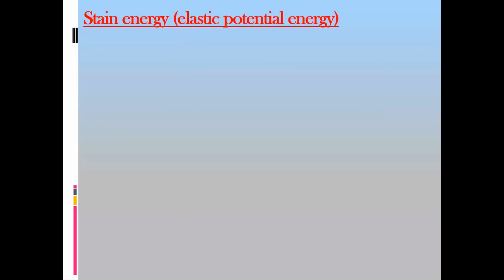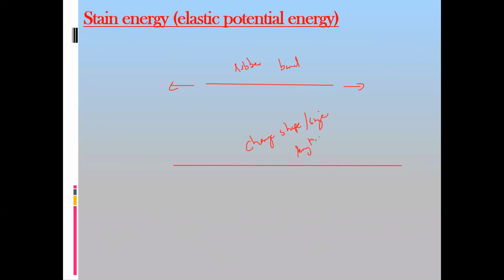Then what is strain energy, or elastic strain energy? It is the energy stored in an object due to deformation or change in length, shape or size. For example, if you have a rubber band and you apply force on this rubber band and you stretch it, whenever an object deforms, changes shape, size or length, it will store energy.